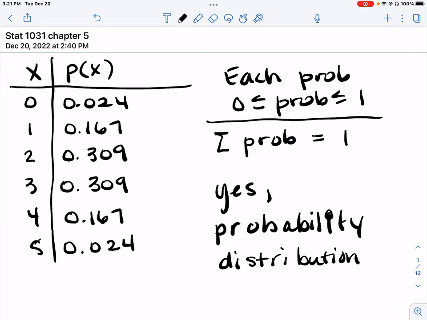The other condition is that the sum, okay, that funny looking E means to add. If you add up all the probabilities, they equal 1. So since both of those conditions are satisfied, it is a probability distribution.